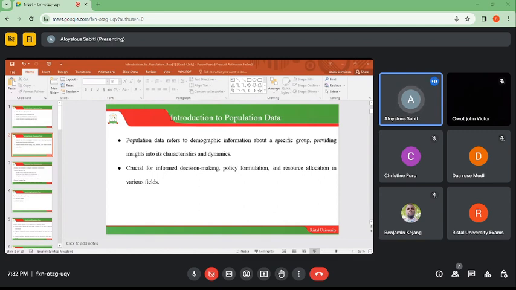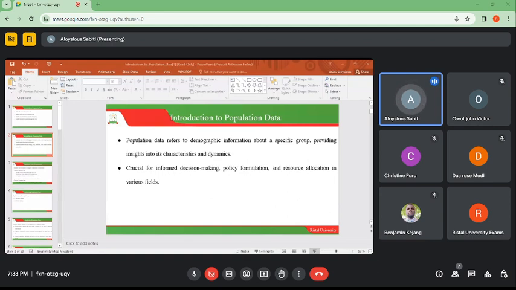You may not take a modern family planning method to a Catholic church basis, because the teachings vary. But also the practices vary with what you would be taking. So those are some of the importances of understanding population data and the dynamics in which individuals live. So it is also crucial for informed decision making, policy formulation, and resource allocation in various fields. You are able to understand which population needs which kind of intervention.